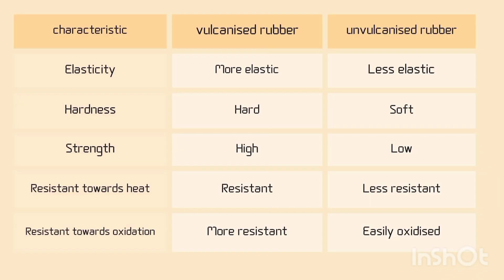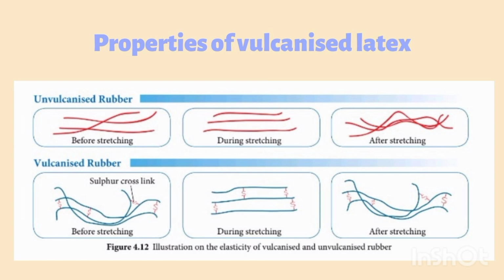So these are the characteristics of vulcanized rubber and unvulcanized rubber. These are the properties of vulcanized latex. Unvulcanized rubber before stretching, during stretching and after stretching is quite different, while vulcanized rubber, before stretching and after stretching, has its shape and original size remain unchanged after release. So this means that vulcanized rubber is more elastic compared to unvulcanized rubber.